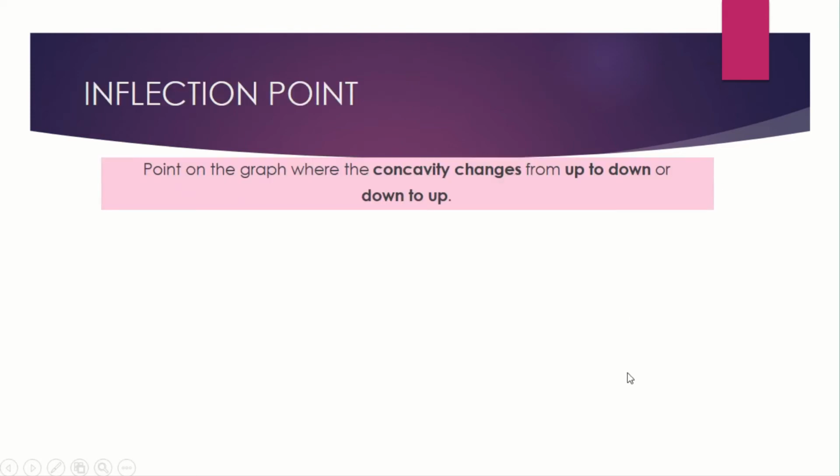Okay, what is an inflection point? An inflection point is a point on the graph where the concavity changes from up to down or down to up. Or we can also say that it is a point where it switches between concavities.